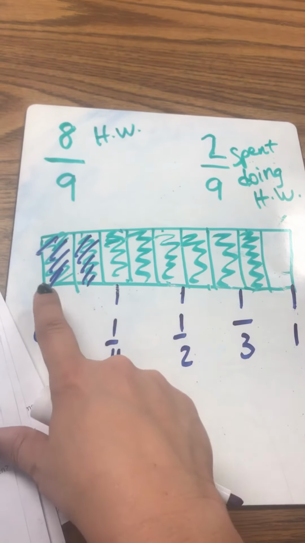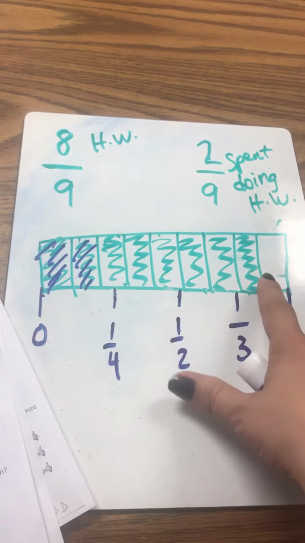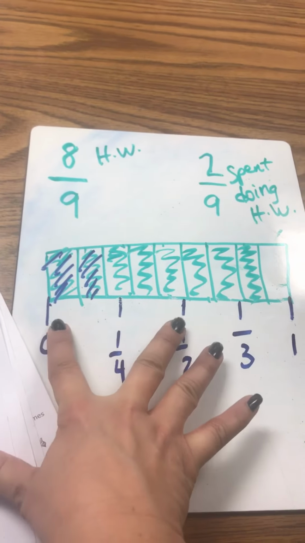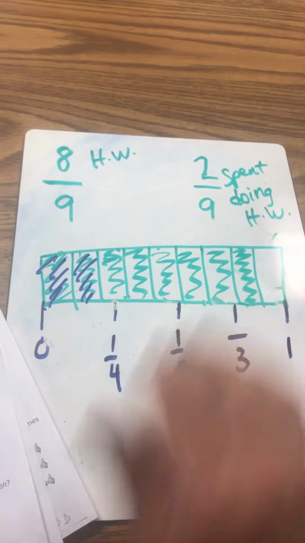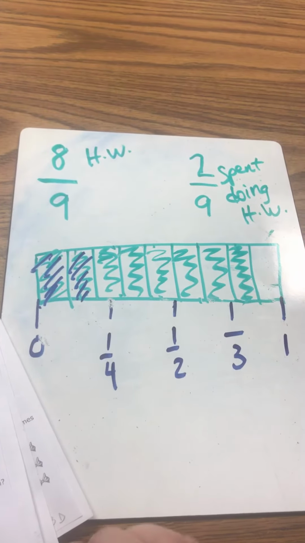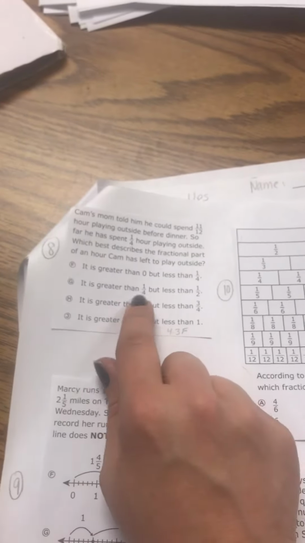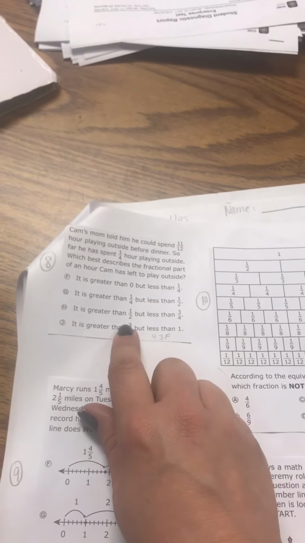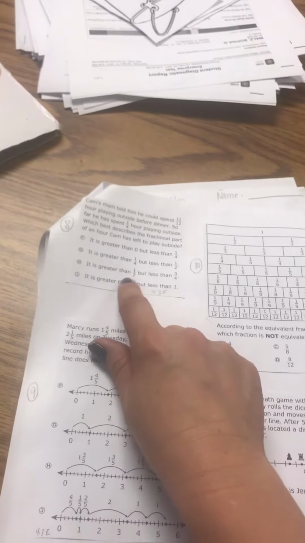I can see that it's definitely more than 0. This amount of space occupies more than 0. When I look at about how much half is from here to here, he definitely has more than half of the time left to complete the homework. So think about that as you're trying to make a decision on about how much time Cam has left to complete the homework. Okay, that's a little tricky, but I know that you can do it.